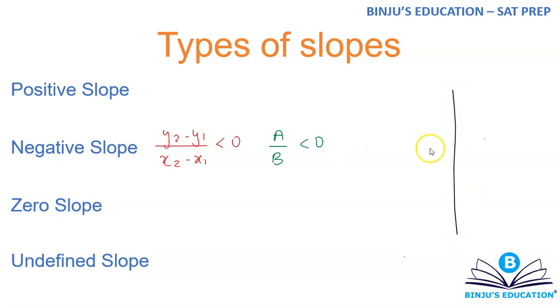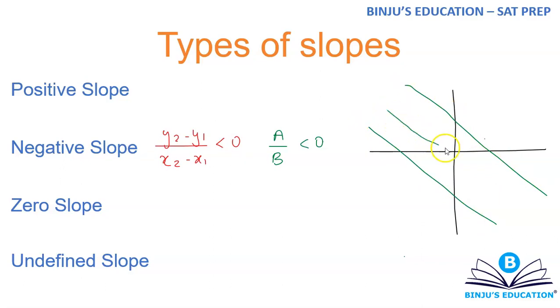So remember that if the slope is negative, then the line will definitely pass through the second quadrant and fourth quadrant. Please excuse me for my drawing. I hope you have understood the concept. Okay. So if the line has a negative slope, then the line will definitely pass through the second quadrant and the fourth quadrant. Now you can see it for yourself.